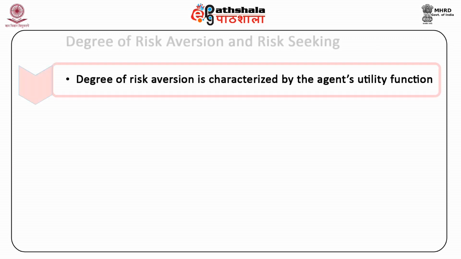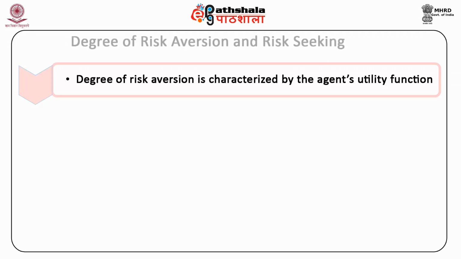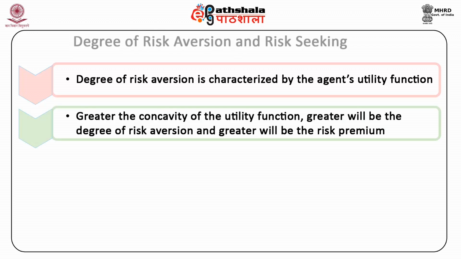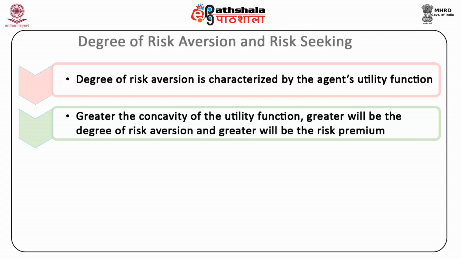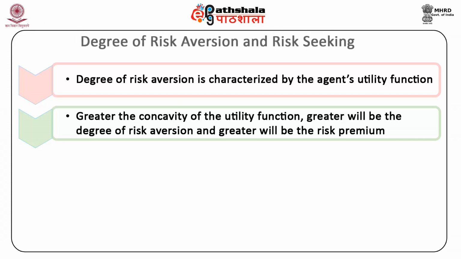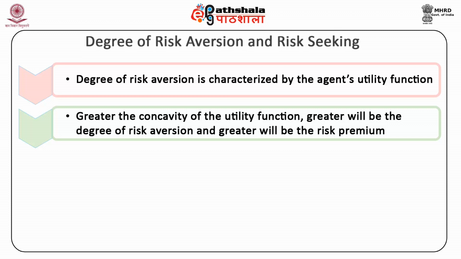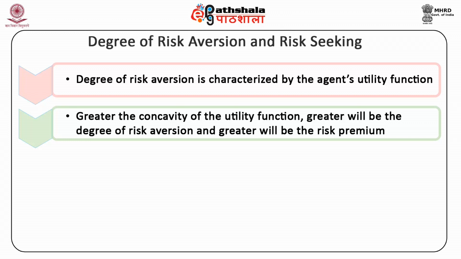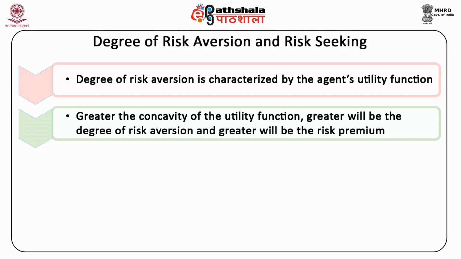The degree of risk aversion is characterized by the agent's utility function. The greater the concavity of the utility function, the greater will be the degree of risk aversion, and the greater will be the risk premium that a risk-averse agent will be prepared to pay to reduce or protect against the effects of risk for any given risky prospect, that is, a prospect with a given degree of risk.